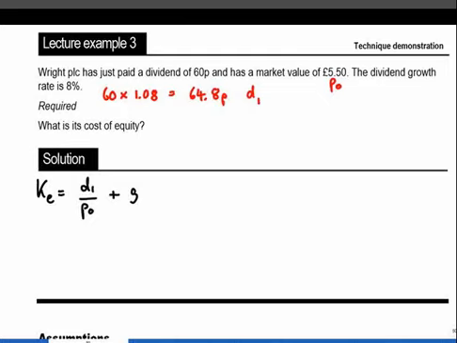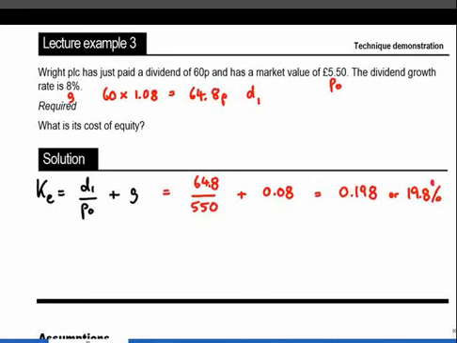And the growth rate of 8% is referred to as G in the formula. 8% is 0.08. From this information, we can estimate that shareholders, after paying £5.50 for a share that's expected to give a return of 64.8p in 1 year's time, plus a further 8% return in the form of further dividend growth in the future, are expecting in total a 19.8% return on these shares. So this is our first way of calculating the cost of equity.